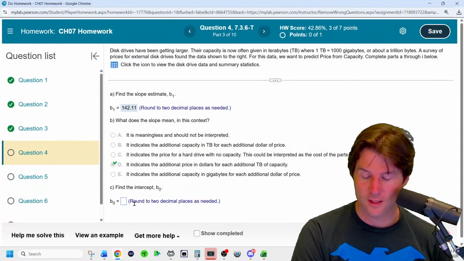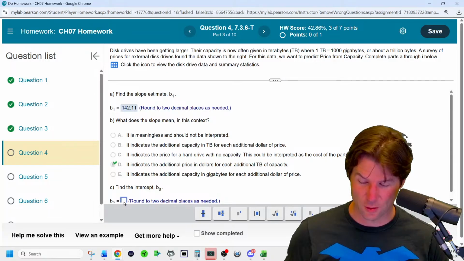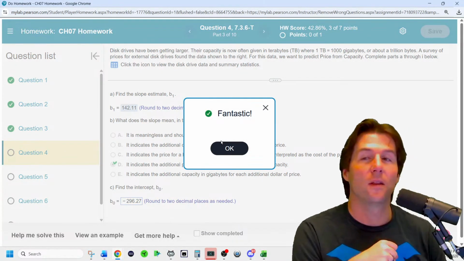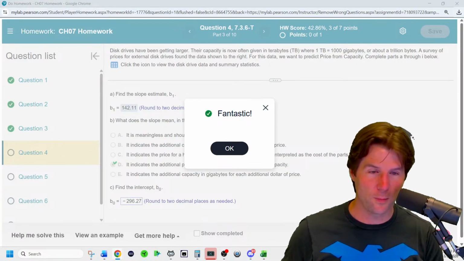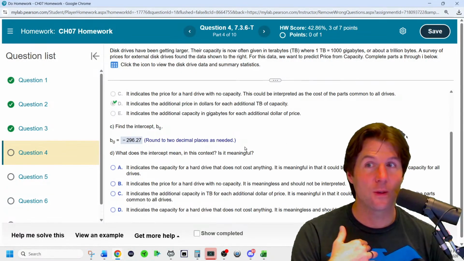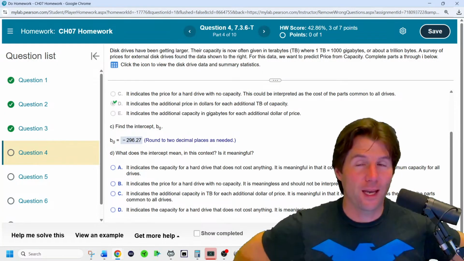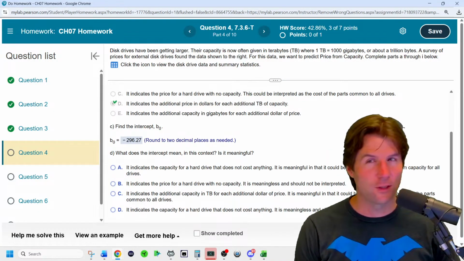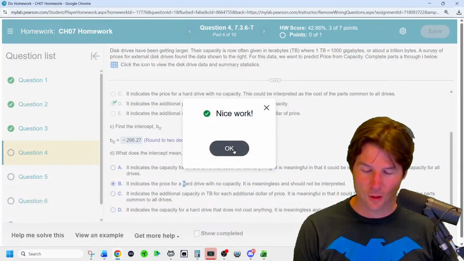That should be good. Now we've got the intercept here, which is going to be illogical. It's negative. That's part of the reason it's illogical. Bring it down to 2 decimals. Round it, but there is a little bit of give on these questions. The intercept is the value of B0. And the intercept is when X is equal to 0, we expect Y to equal B0 on average. So think about this. When X, which is the capacity, is equal to 0, and you can see Mebot put it in the chat right there, we expect the hard drives to be about negative $296.27 on average. Makes no sense. It indicates the price for a hard drive with no capacity is meaningless and shouldn't be interpreted.